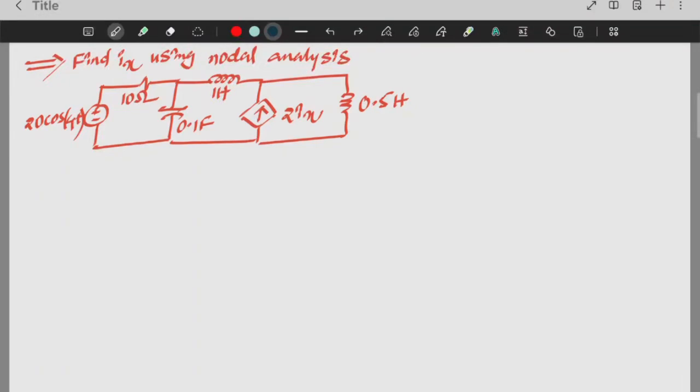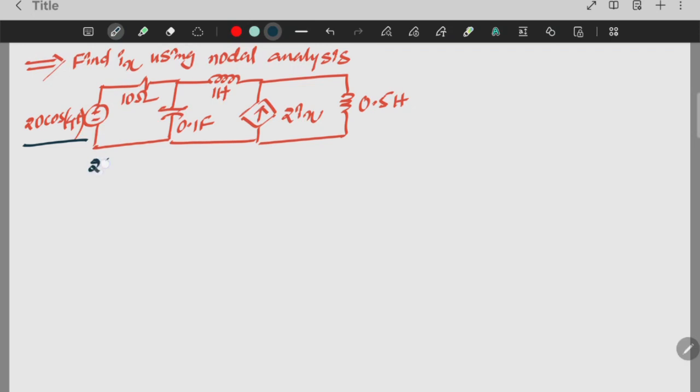In this video, you will find Ix for the given circuit using nodal analysis. This is the given circuit, and if you see, the input is 20 cos of 4t. So it is an AC signal, so we need to solve this in the phasor domain representation. Now everything we have to write in phasors.